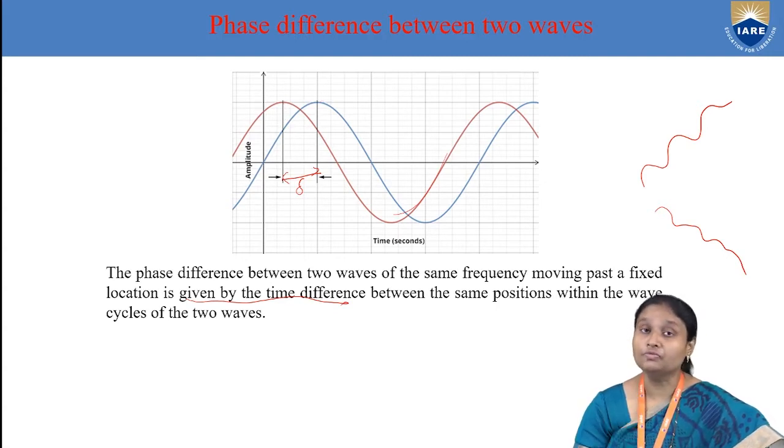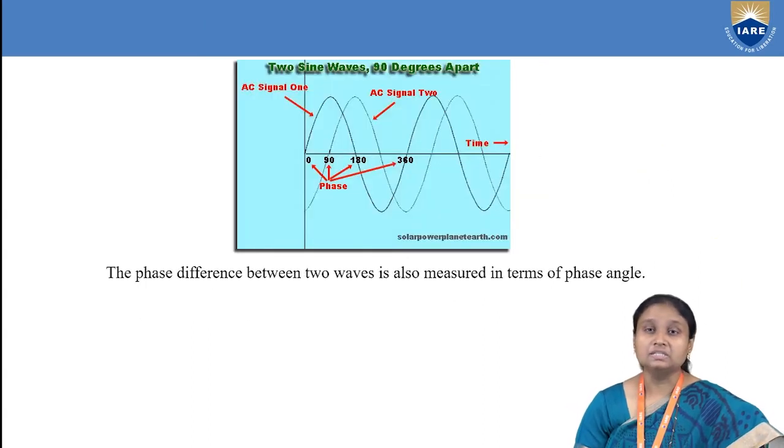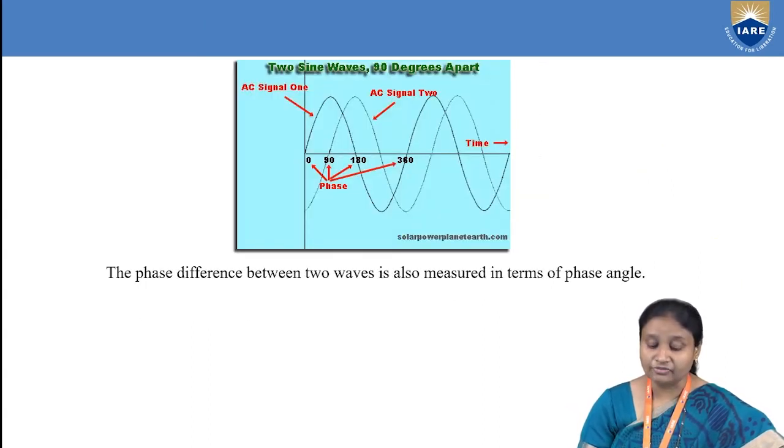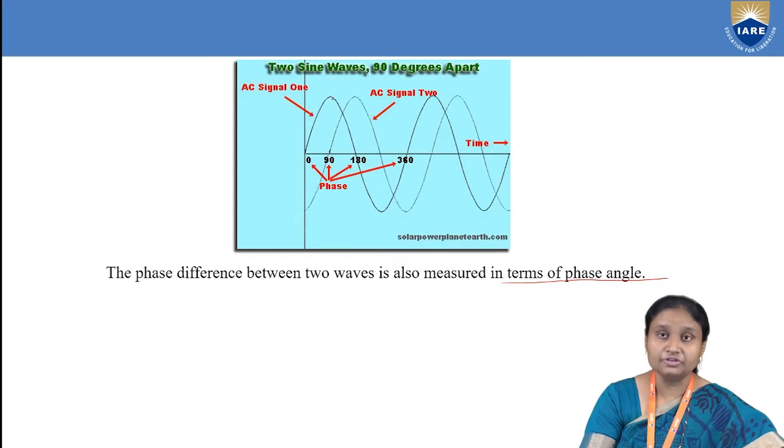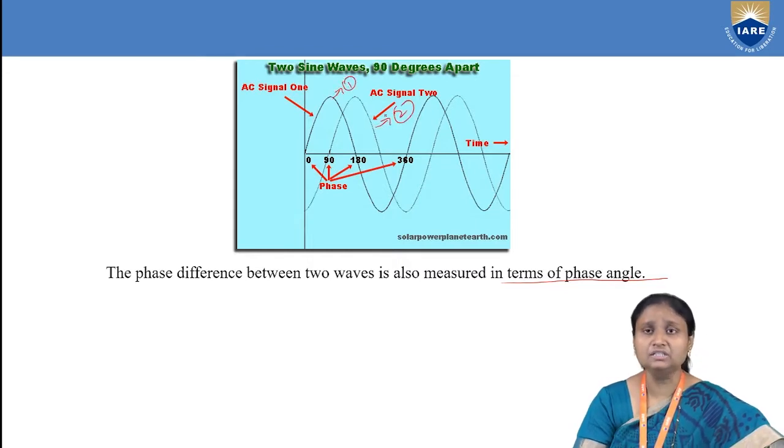And there is one more way of finding the phase difference between two waves. As you can see in this case, we are finding the phase difference in terms of phase angle. So here also I have taken two waves. This is our first wave and this is our second wave. If we take these two waves, I'm trying to find the phase difference, and here I'm finding it with respect to angle.